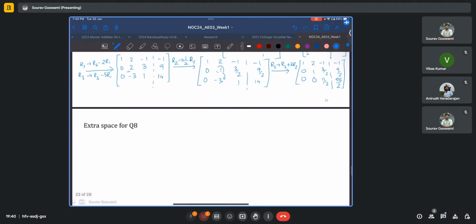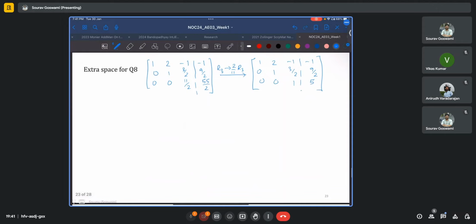I'll just rewrite that matrix here for clarity. So 1, 2, minus 1, minus 1, 0, 1, 3 by 2, 9 by 2, 0, 0, 11 by 2, 55 by 2. To turn these into whole numbers, I'll multiply R2 by 2 and also R3 by 2. Or that might not even be necessary since I already have two zeros in the last row. I can simply multiply it by 2 by 11. So R3 goes to 2 by 11 times R3. So I have 1, 2, minus 1, minus 1, 0, 1, 3 by 2, 9 by 2, and 0, 0, 1, 5.